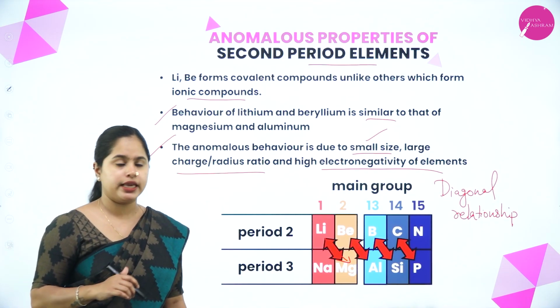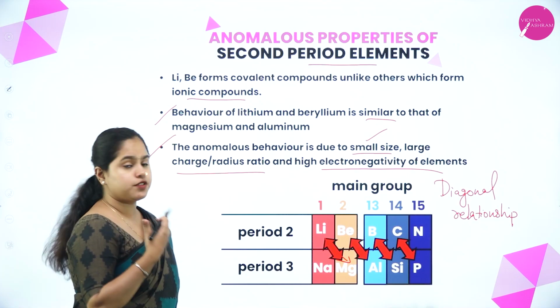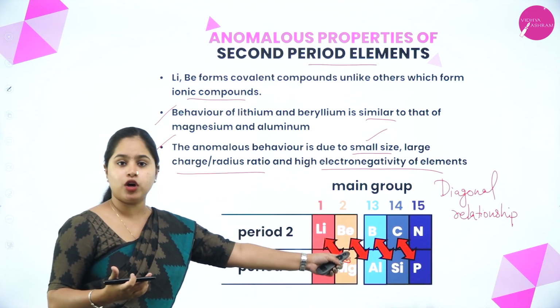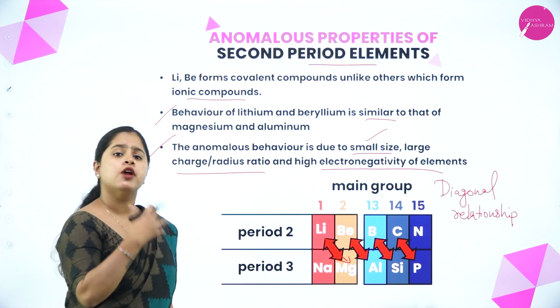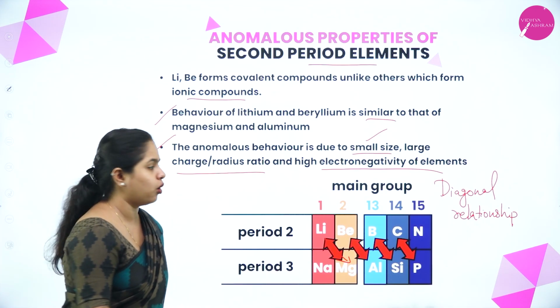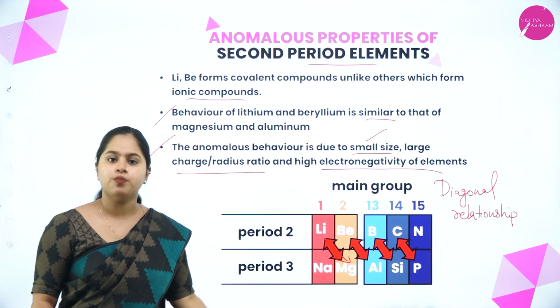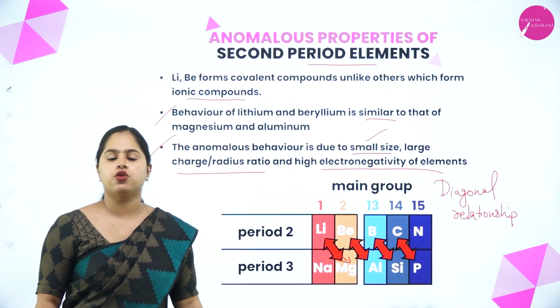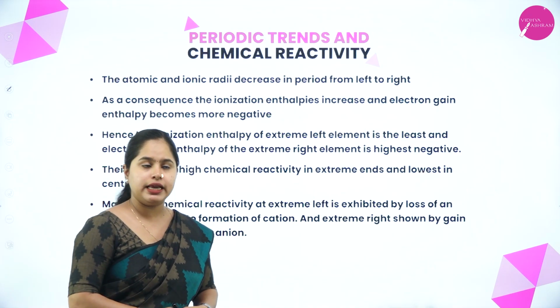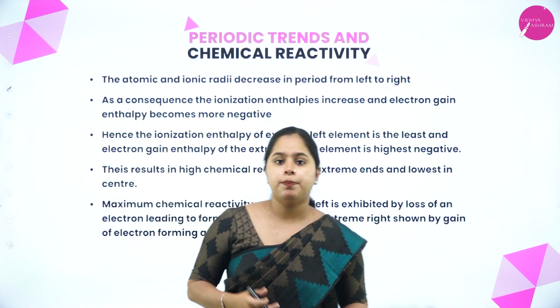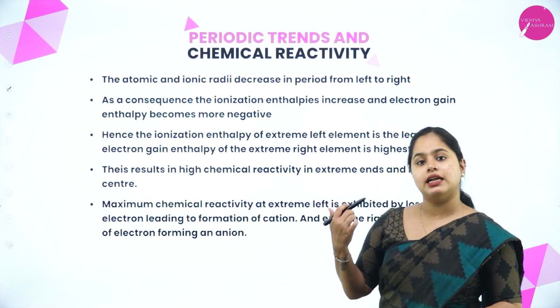So I hope this is clear. That is the anomalous properties of second period elements, and I hope you are clear with the diagonal relationship also. So why exactly are they showing this anomalous behavior? It is due to the small size, large charge to radius ratio and high electronegativity of these elements. Clear? Now moving on to the periodic trends and chemical reactivity.